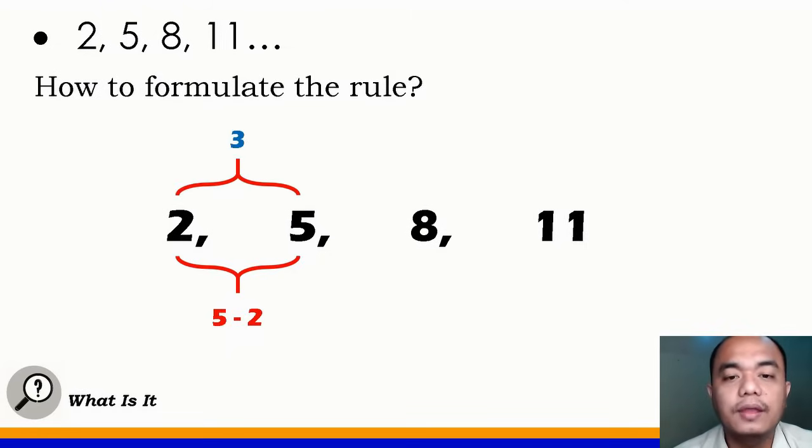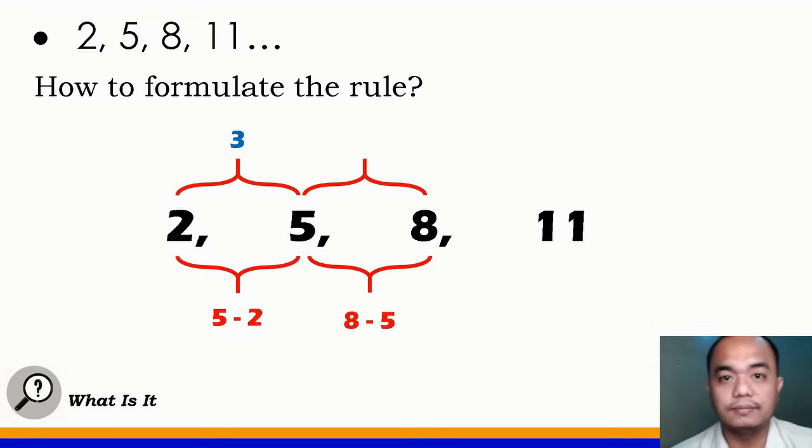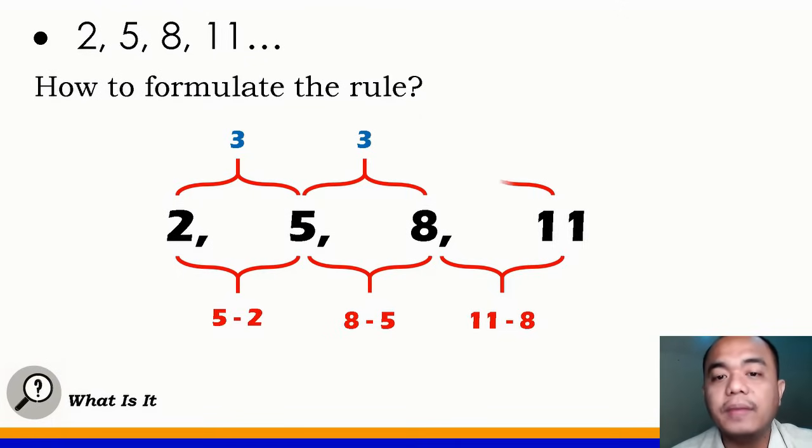Correct. Next, we have 8 and 5. So 8 minus 5. Still, it gives 3. And then we have 11 and 8. 11 minus 8 equals 3. We can get a pattern given this illustration. Right? By working backward, we notice that the common difference is 3, right? Can you formulate the nth term using this? Not really, right? Let's proceed to our third strategy now.